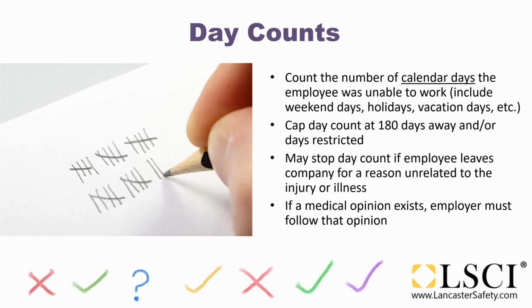We then know that this was a serious case. The employer may also stop counting days if the employee leaves the company for some reason not related to the injury or illness, for example, a plant shutdown or retirement. If the employee is away from work for an extended time, the employer must record the case within 7 days with an estimate of the days away and then must update the day count when the actual number of days away or restricted becomes known.